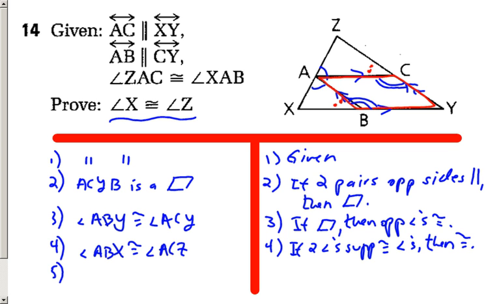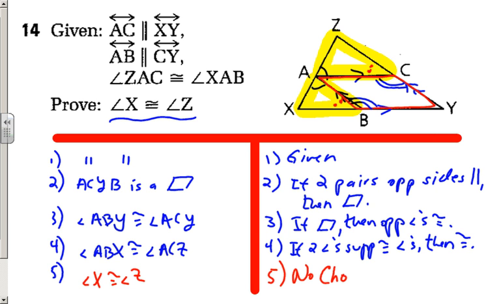Well, great. What I have now is in these two triangles, let me highlight them. This triangle and this triangle, I have two angles that are each congruent to two in the other. So that means by no choice theorem, angle X is congruent to angle Z. And I can just write no choice theorem. If two angles in one triangle are congruent to two angles in another, then the third angles are congruent. There is no other choice for those angles. That is a 5-step proof.